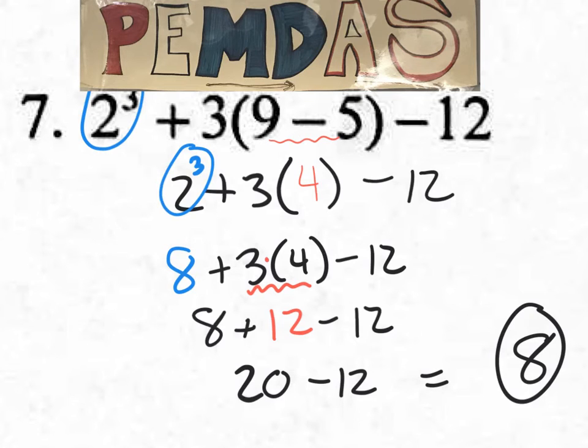Here's one of those cases where if you look at addition and subtraction, it says go from left to right, but in this case it doesn't really matter because if you did plus 12 with minus 12, that cancels out. It becomes 0. 8 is your final answer. But with multiplication and division, for sure, go from left to right.